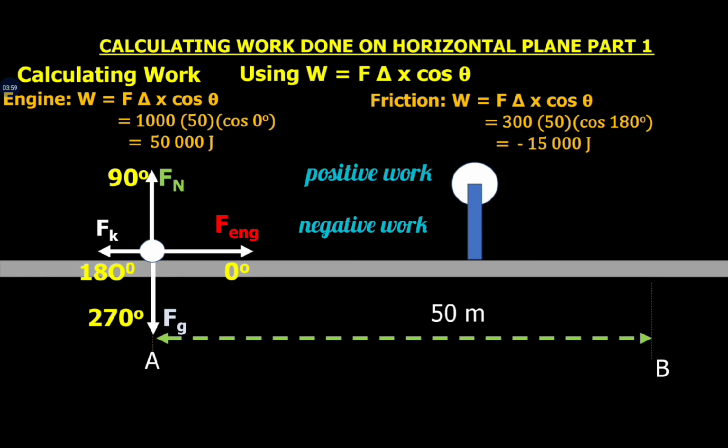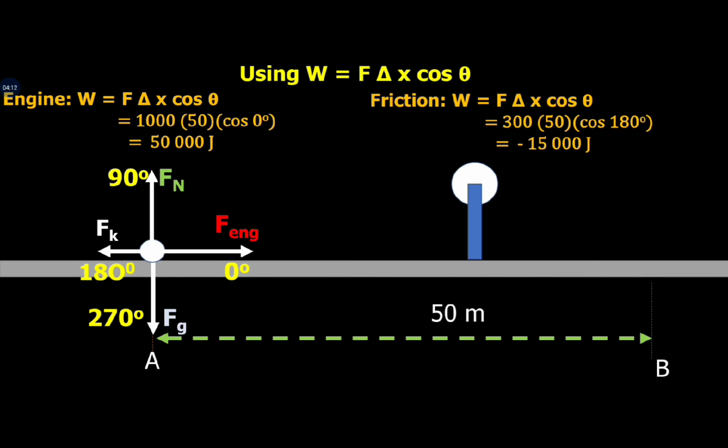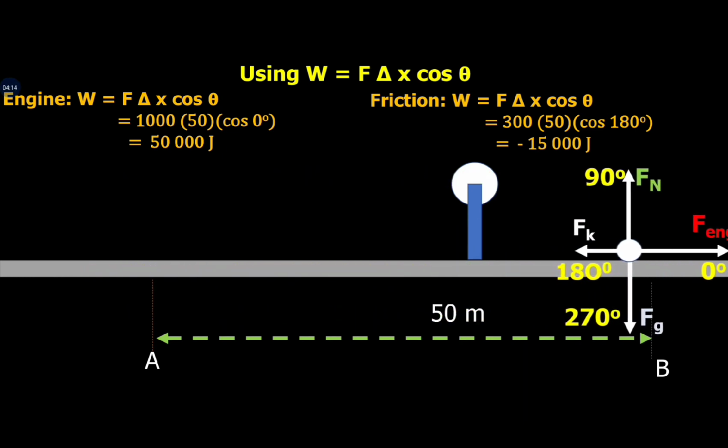When positive work is done by a force, the object gains energy. When negative work is done by a force, the object loses energy. Okay? How then would you be able to calculate the net work done on this object? Well, we would add up all the work that is done by each force. The engine force, the frictional force, the normal force, and the gravitational force.